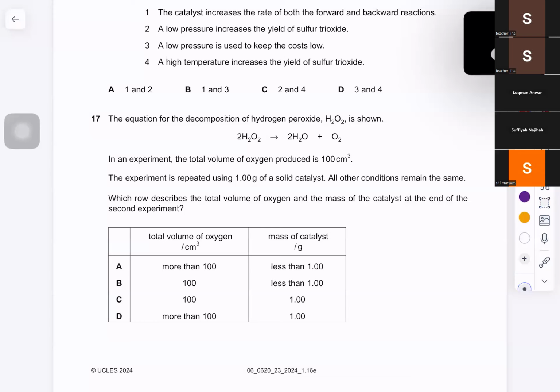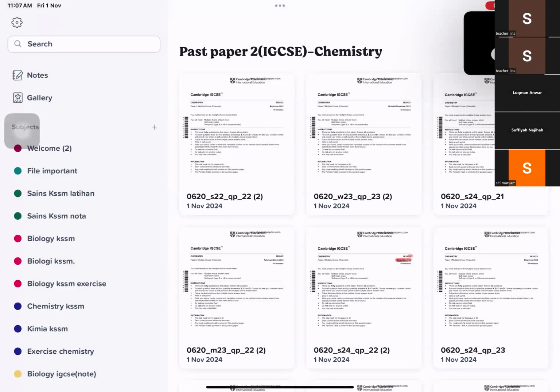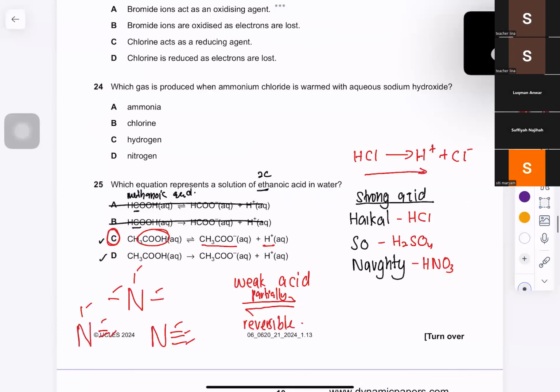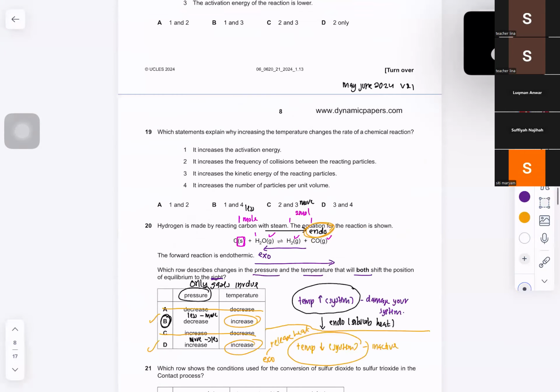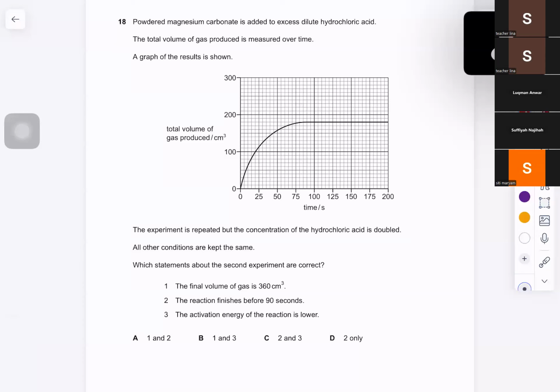Okay, saya tak faham soalan 18, May, June 2024, variant 21. Okay. Yang ni yang tanya teacher ni, May, June 2024, variant 21, question 18. Yang ni ke? Okay. Mana cerita ni?